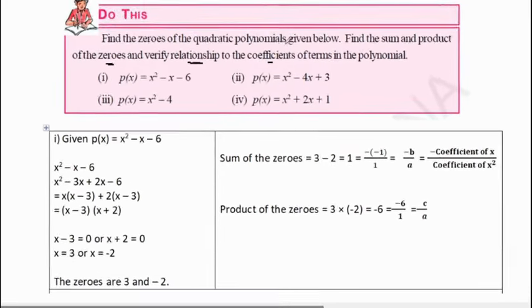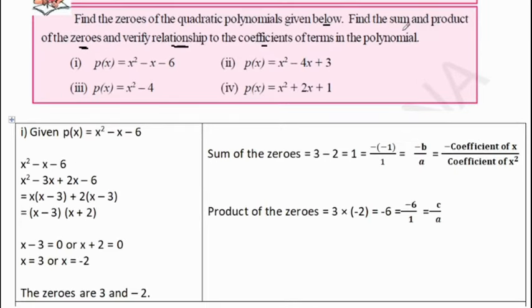Do this. Find the zeros of the quadratic polynomial given below. Also find the sum and product of the zeros and verify the relationship with the coefficients of the polynomial. First one, p of x is equal to x square minus x minus 6. So this is one of the important concepts in this chapter, students. The relationship problem is a must for the board exam. One question they will ask for the board exam.